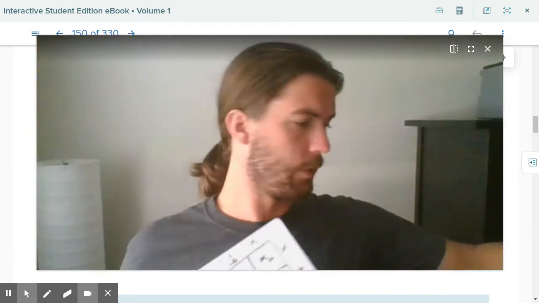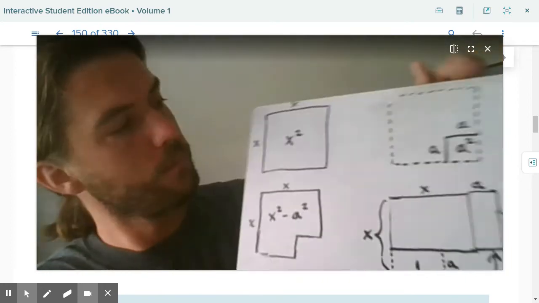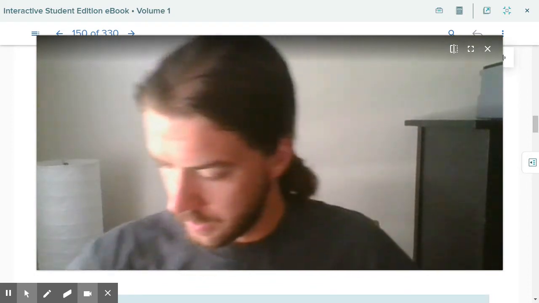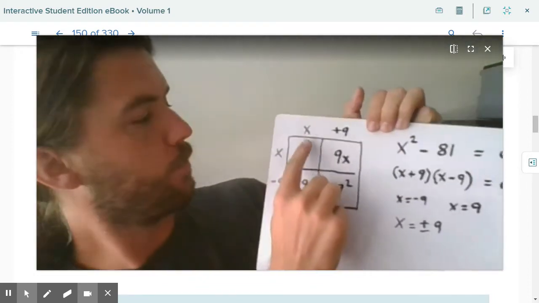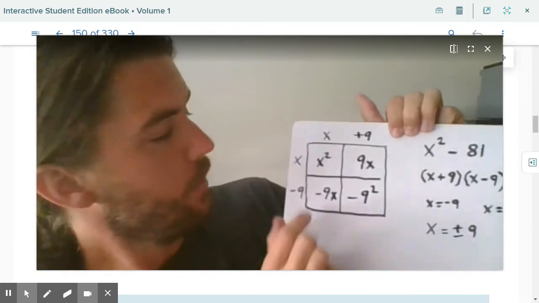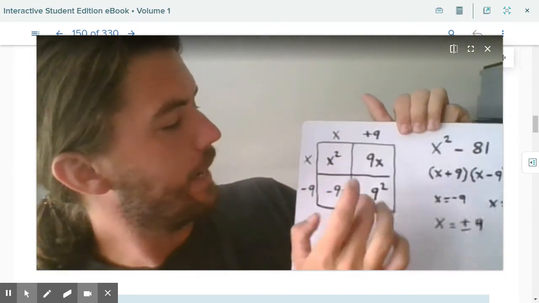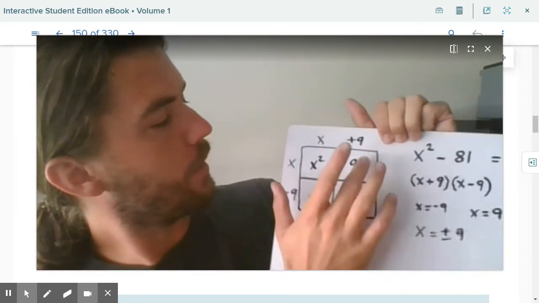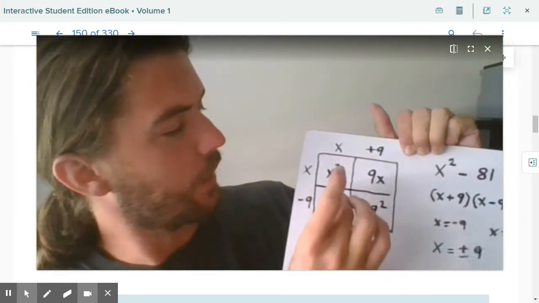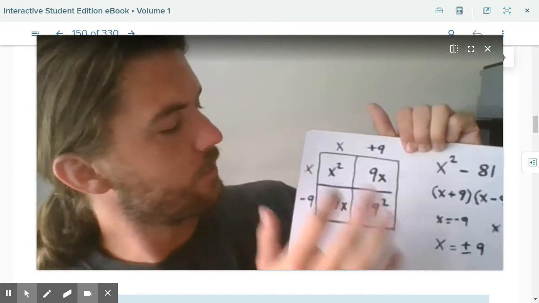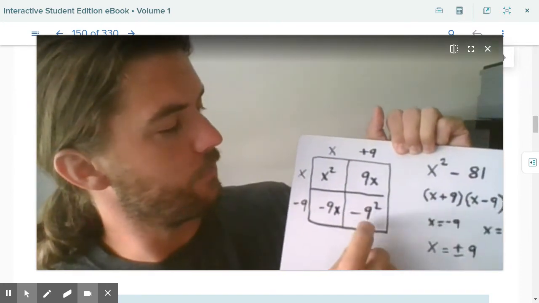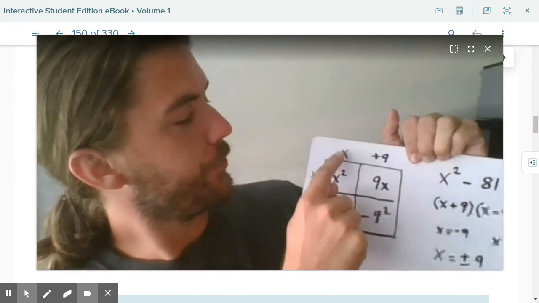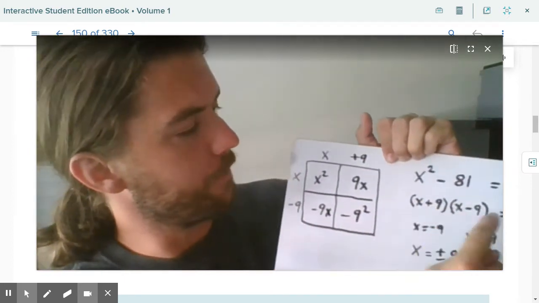Just like before when we did x plus a times x minus a, here we end up with x plus 9 and x minus 9. So our x's make x squared, our 9's make 9 squared with a negative in front. We get negative 9 x's in this box, positive 9 x's in that box, which cancel out, leaving us with just what we wanted, x squared and negative 9 squared, or negative 81, the expression at the beginning. So we've taken this subtraction and we've turned it into the multiplication of x plus 9 times x minus 9.